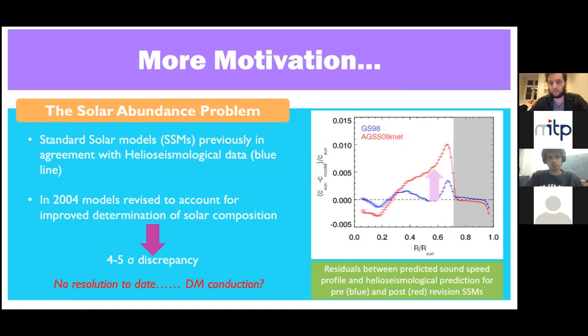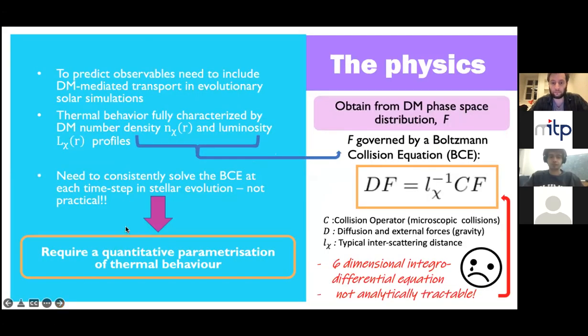This is something which has been studied by astrophysicists for quite some time, and despite a lot of effort, is yet to be resolved. So dark matter could actually help solve a problem in astrophysics as well. So how exactly do we use this? Well, in order to make predictions of the observables and potentially put bounds on dark matter, we need to include this transport in evolutionary solar simulations.